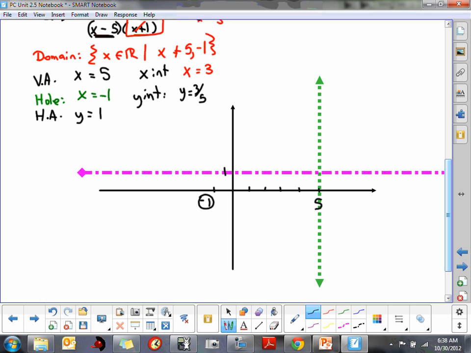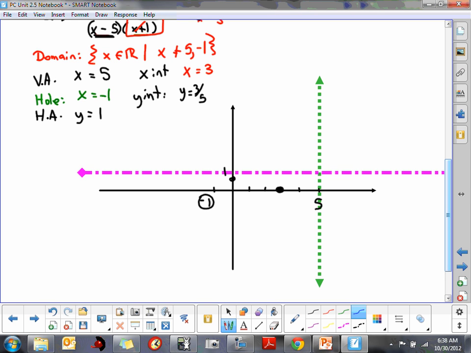What else we need? Y-intercept. X-intercept at positive 3, so we're going to cross here at a positive 3. The y-intercept is at a positive 3/5, so if this is 1, positive 3/5 is just a little bit more than a half, so it's right in here. And that's all of our critical information that we have to put on there. Vertical, hole, okay.